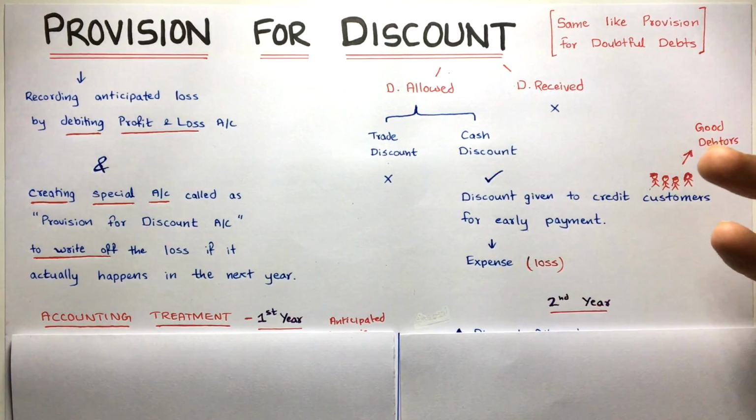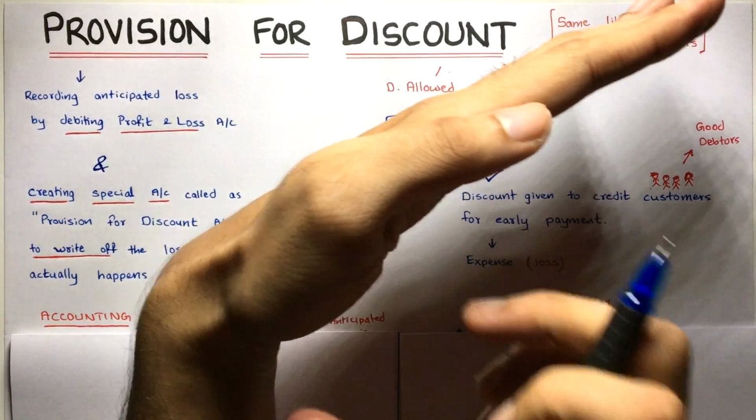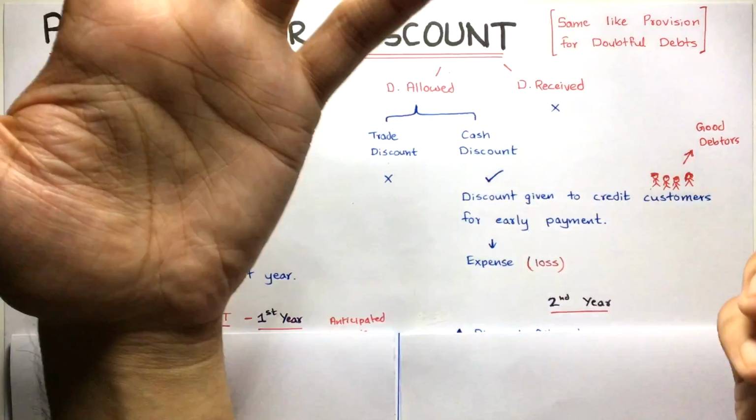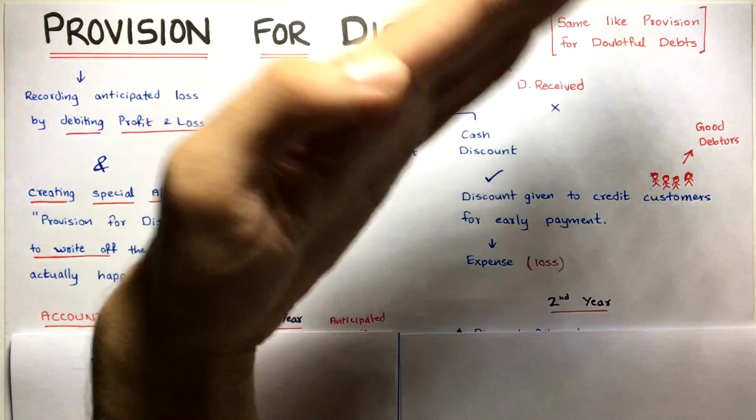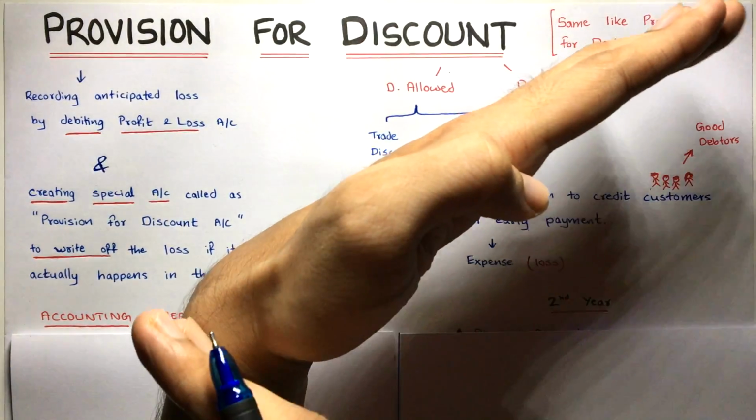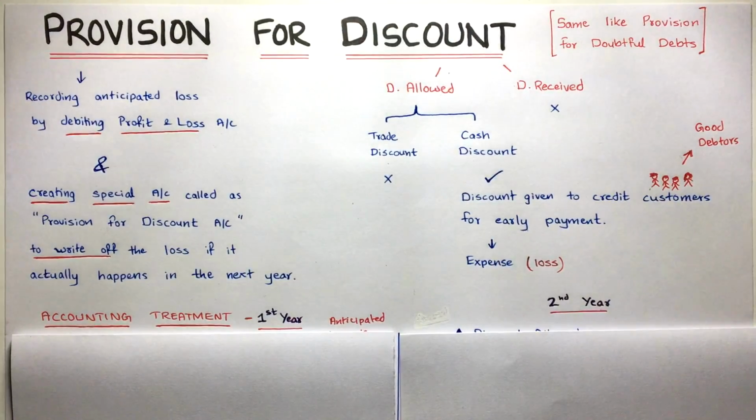It's really simple. How do you treat an expense? You just take it to the debit side of profit and loss account. It's an expense now. It will go on to the debit side of profit and loss. What would be the entry? The entry would be profit and loss account debit to discount allowed. Okay, this is the writing of entry I'm talking about.